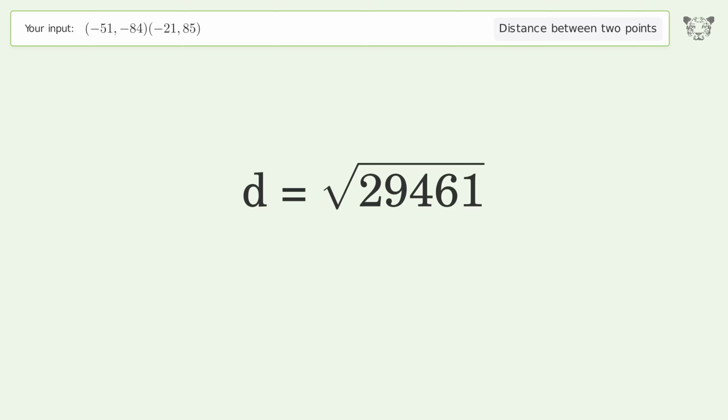And so the distance between the 2 points is the square root of 29,461, or 171.642.